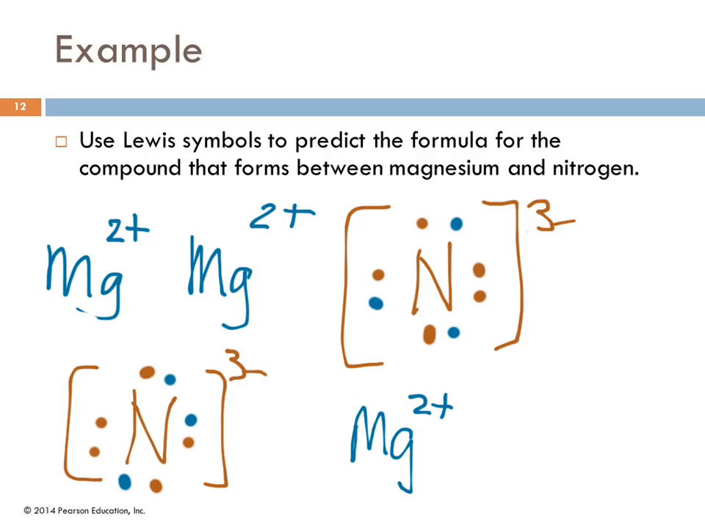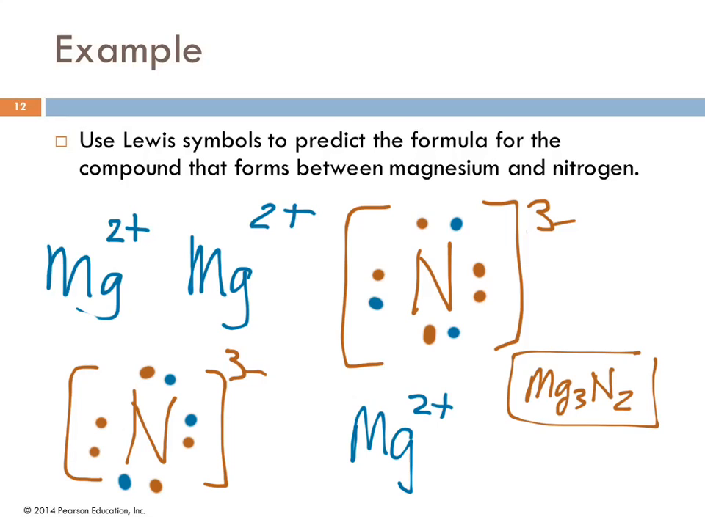When we get 3 magnesium atoms and 2 nitrogen atoms together, they can transfer electrons in a way that they all end up with an octet. And so we look and we see this is going to be a ratio of 3 magnesiums to 2 nitrogens. And so the formula for that compound is Mg3N2.